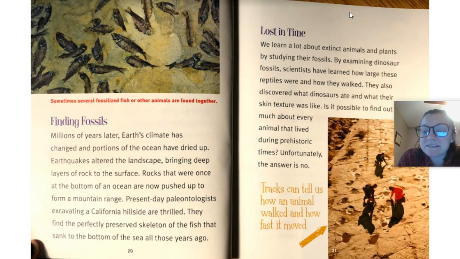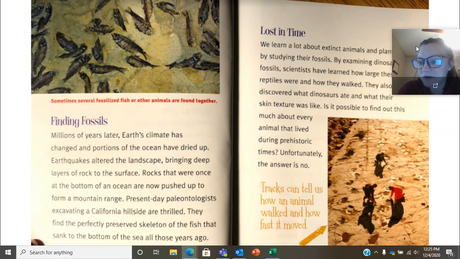We learn a lot about extinct animals and plants by studying their fossils. By examining dinosaur fossils, scientists have learned how large these reptiles were and how they walked. They also discovered what dinosaurs ate and what their skin texture was like. Oh, it's covering up a word. Is it possible to find out this much about every animal that lived during prehistoric times? Unfortunately, the answer is no.